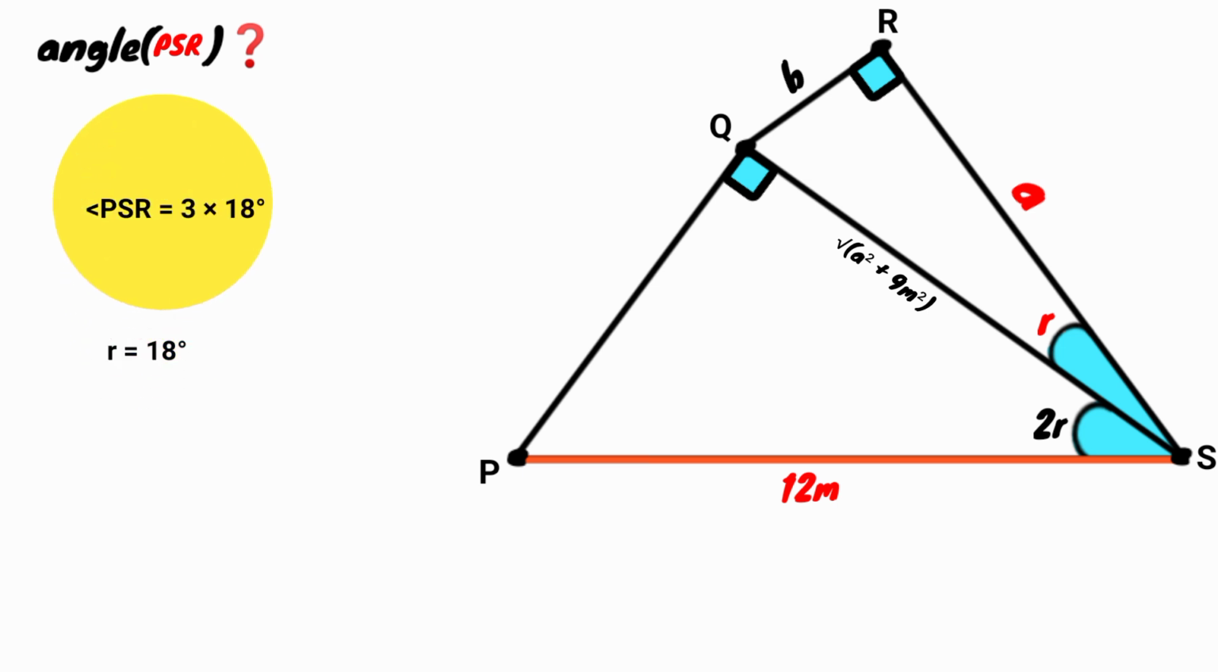Substitute it here. 3 times 18 degrees is 54 degrees. So angle PSR equals 54 degrees.